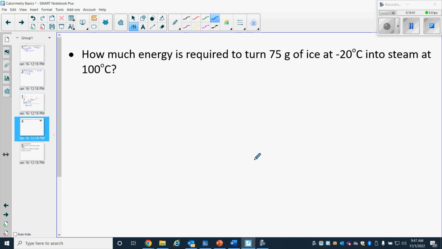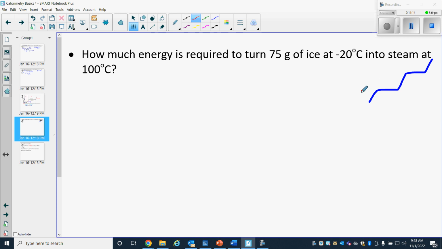So how we're going to use that is, let's look at this problem. Here it wants to know how much energy is required to turn 75 grams of ice at -20 degrees Celsius into steam at 100 degrees Celsius. So you first have to figure out what steps you need to go through. I tend to draw a quick sketch of a heating and cooling curve, and I like to mark my starting point and my ending point. That way I can see what steps I need to go through.